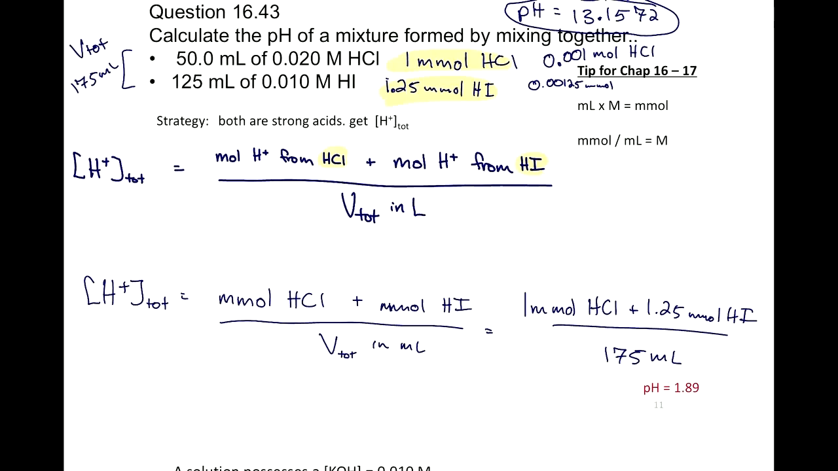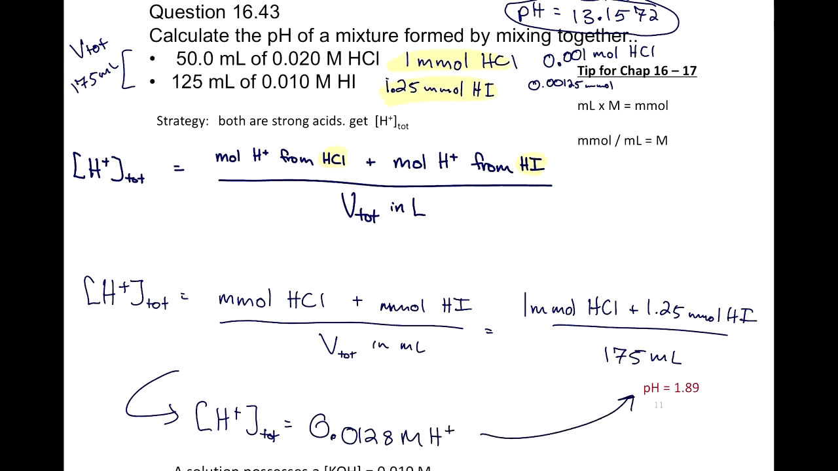So we get, since both of these are strong acids, the molarity of HCl and HI is also the concentration of H+. We get that the concentration of H+ in this strong acid solution is something like 0.0128 molarity H+. And so when you take the negative log of that, you get your pH of 1.89. 2 decimal places, yeah, that sounds right, because these molarities only have 2 sig figs, right?